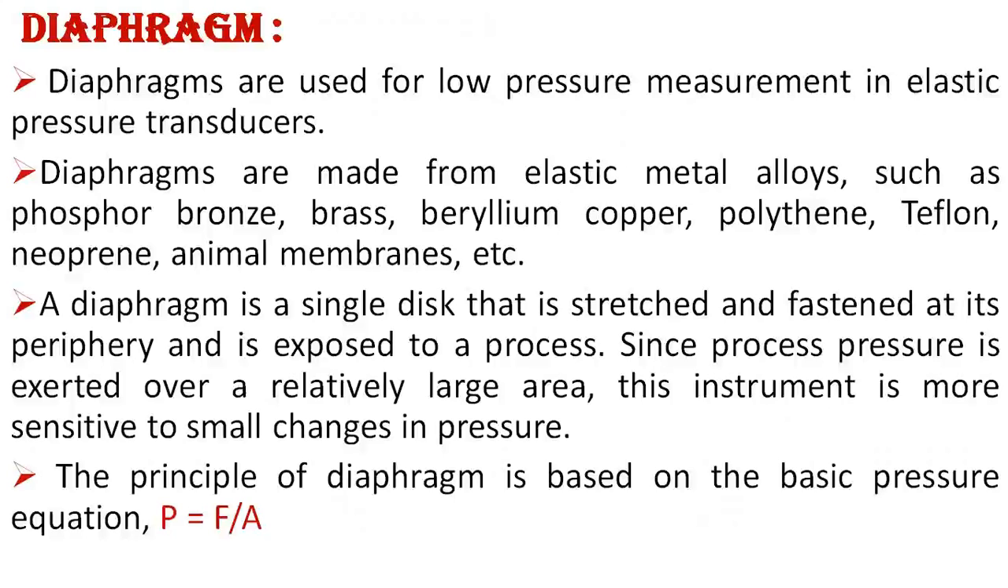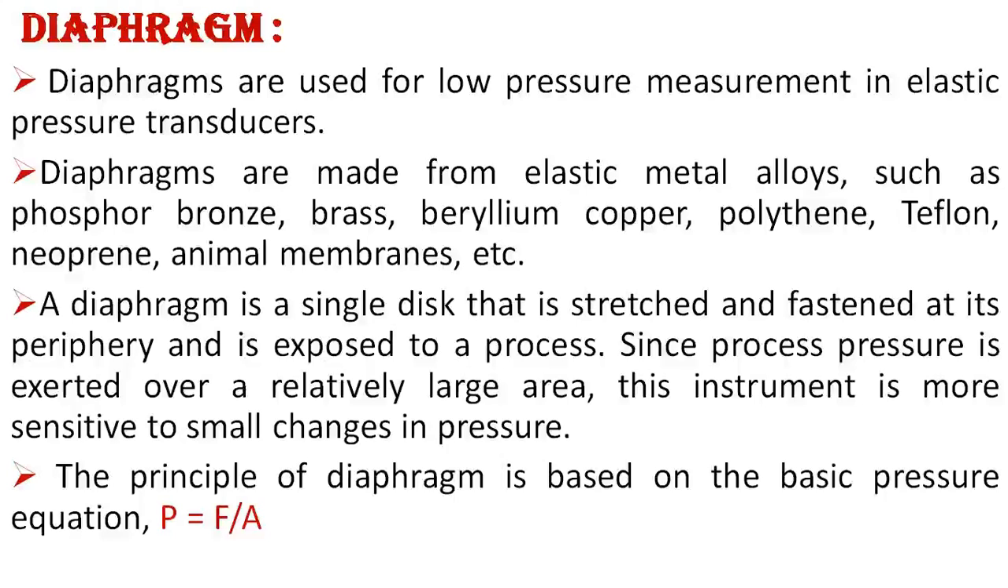So starting with the diaphragm pressure gauge, that is an elastic transducer to measure pressure. Diaphragms are used for low pressure measurement in elastic pressure transducers. The diaphragms are made from elastic metal alloys such as phosphor bronze, brass, beryllium copper, polythene, teflon, neoprene, animal membranes, etc. A diaphragm is a single disc that is stretched and fastened at its periphery and is exposed to a process.